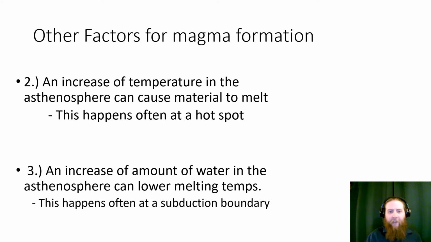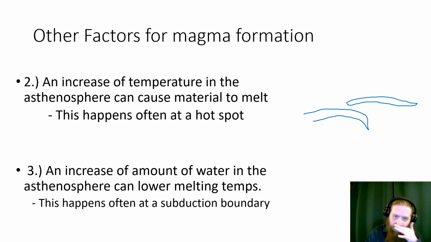And the third thing is an increase of water in the asthenosphere, and this can lower the melting temperatures. This is really common when we have oceanic plates getting subducted underneath another plate. If I have two oceanic plates here, the one that's getting subducted underneath is going to take some of that water with it. And now all of a sudden we have this asthenosphere that can melt and these volcanoes that can form on the surface.